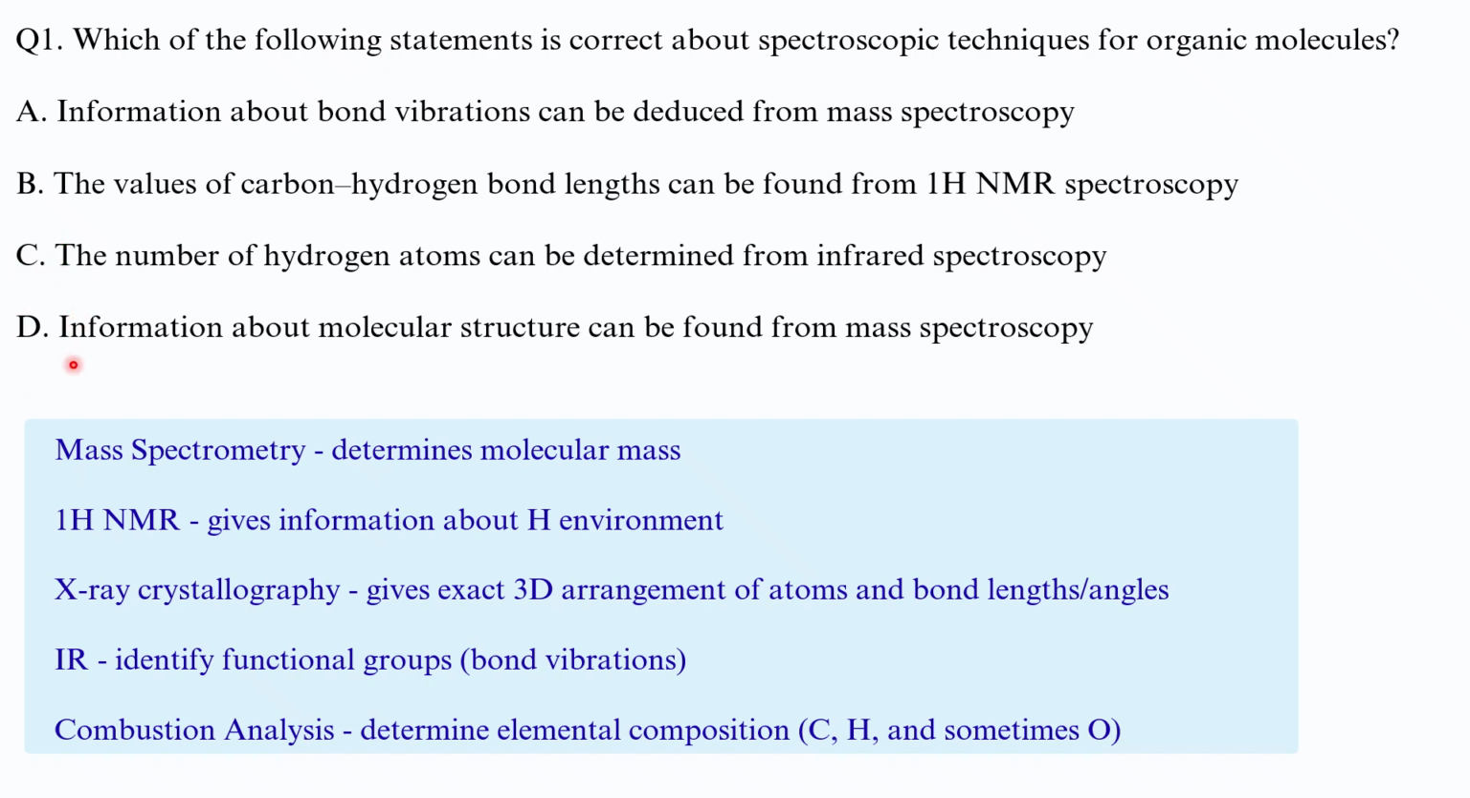Now the last statement is, information about molecular structure can be found from mass spectrometry, which is absolutely correct. Okay, this has to be spectrometry, not spectroscopy. So please do the correction.